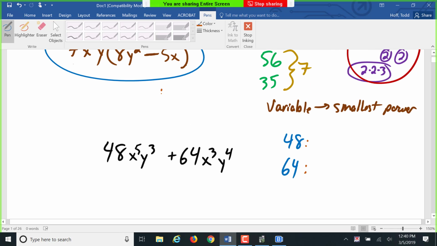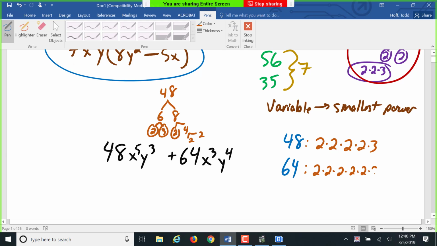What would that mean? Well, that would mean doing that factor tree. Remember 48? Well, 6 goes into 48. 48 divided by 6 would be 8. 6 splits into 2 times 3. 8 splits into 2 times 4. 4 splits into 2 times 2. So 48 can be prime factored into 2 times 2 times 2 times 2 times 3. 64 can actually be prime factored into 6 2s.